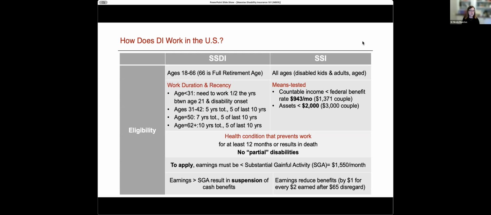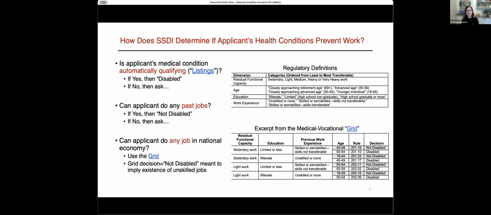Okay, so those are the rules. How does SSA determine if an applicant's health condition prevents work? There are several steps in this process. I mentioned already that if you go down to the field office, the first thing they're going to check is, are you insured? That means, have you contributed to the system enough? And we're talking primarily about SSDI right now. The next thing they're going to check is, are you currently earning? If you have earnings above SGA, you have to go home. Come back when you're not working.